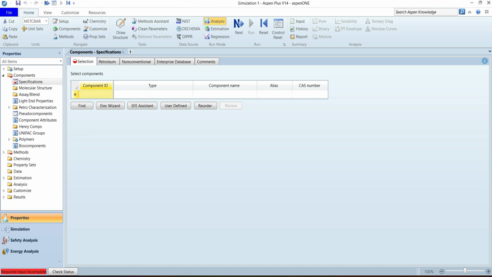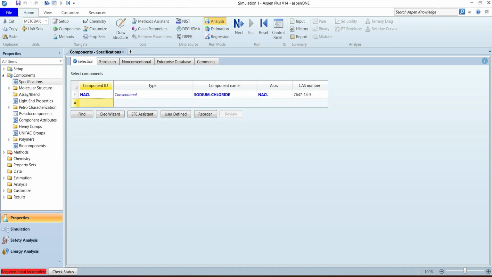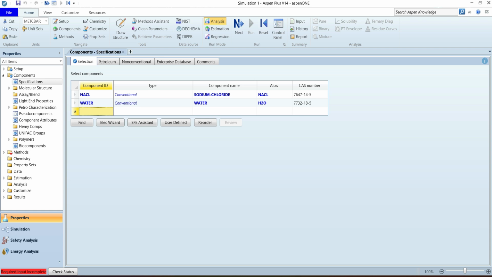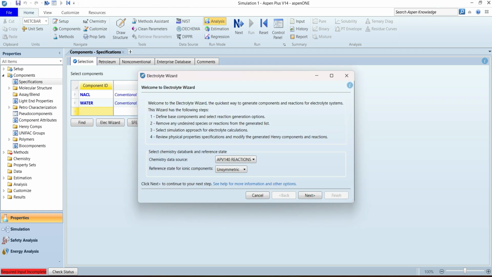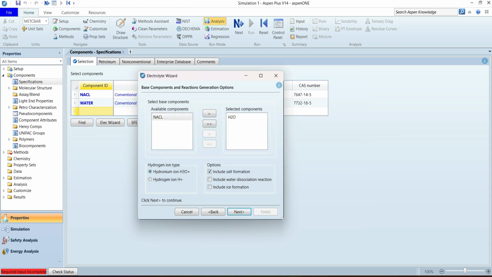Let's add the components. Components include sodium chloride and water. These are the only two components. Since it includes electrolyte chemistry, we can use the Electrolyte Wizard to obtain all the information related to the solution chemistry. Let's proceed next. Here we can shift sodium chloride to the selected components and include water dissociation reactions as also part of the solution chemistry.